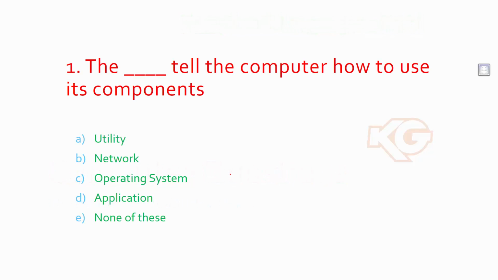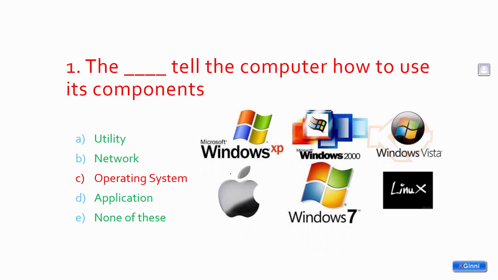The dash tells the computer how to use its components. The options are utility, network, operating system, application, and none of these. The answer is operating system. You can see there are tons of operating systems available in the market. The popular ones are Microsoft Windows XP and different versions of Windows like Windows 2000, Vista.